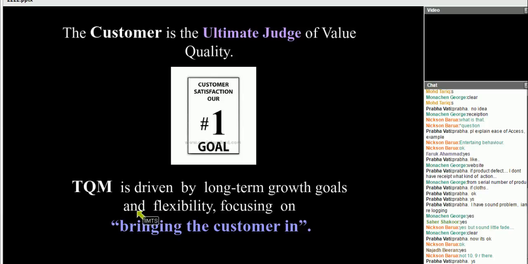TQM means total quality management. Total quality management is driven by long-term growth goals and flexibility, focusing on bringing the customer in. It means, see, if you provide good service and good quality of product to your customers, and if they are satisfied with your service and quality, then they will come back to you again, right? And if they find that the quality is not good, they won't come back to you again. So this is the goal of each organization. Bringing the customer in.